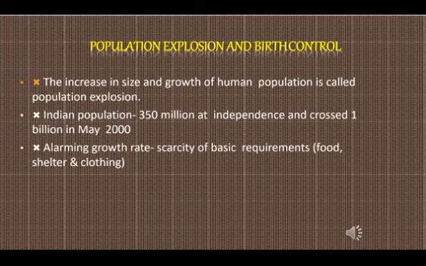So what is it actually? The increase in size and growth of the human population is called population explosion. I think you learnt this in your social studies. The Indian population was 350 million at independence and crossed 1 billion in May 2000, and now 20 years are over. So there is an alarming growth rate and scarcity of basic requirements like food, shelter and clothing. These are the basic necessities. There is a big scarcity and a big competition for all these basic necessities if the population explosion is there.